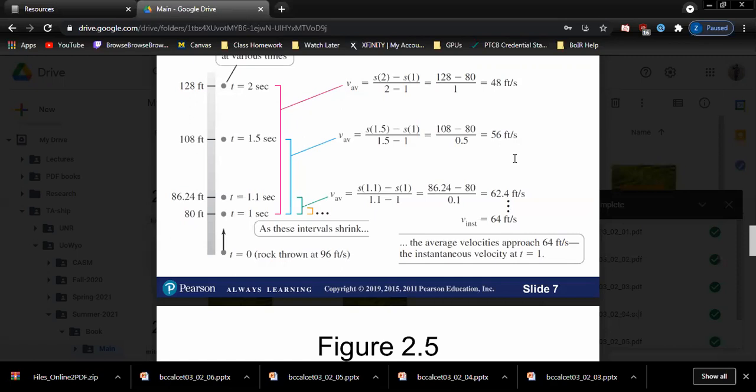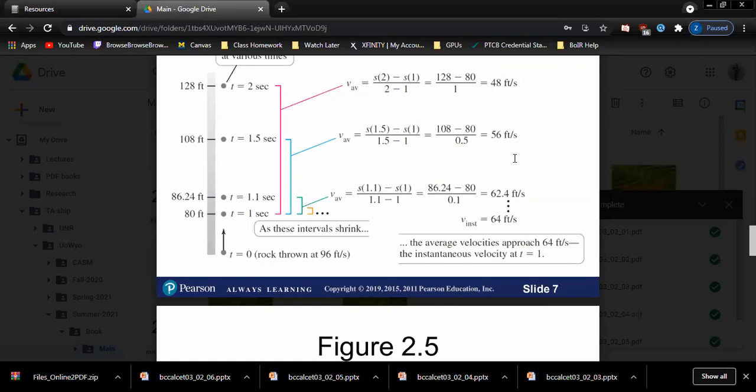I think, yes, we can. Yeah, I think the velocity is increasing because on the point one, it is 48 feet per second. It rises to 56 and now to 62.4. Yeah, you're right. It's definitely increasing.